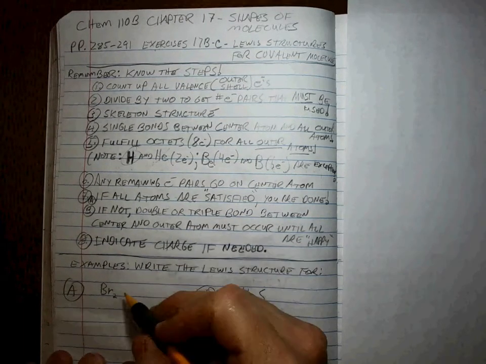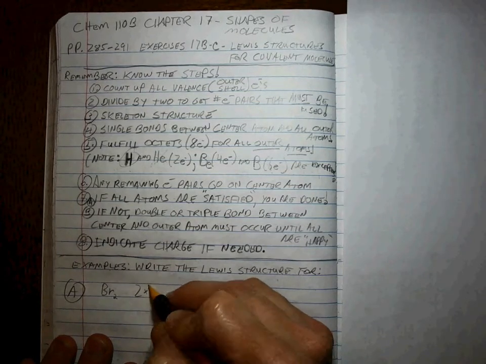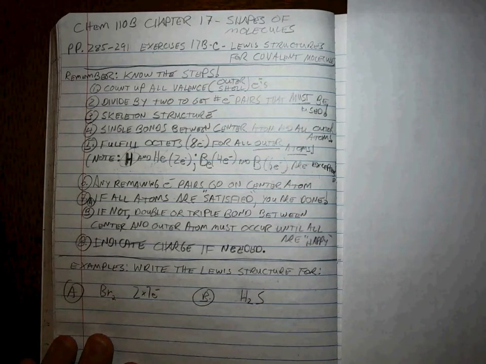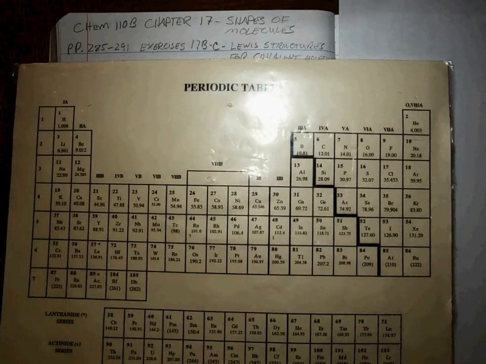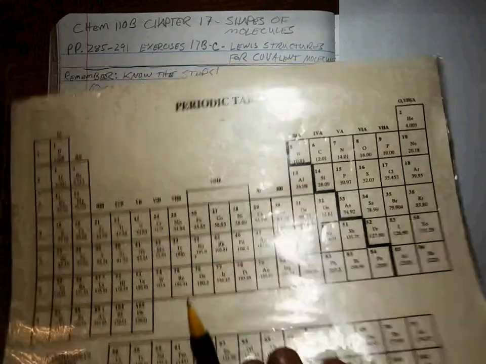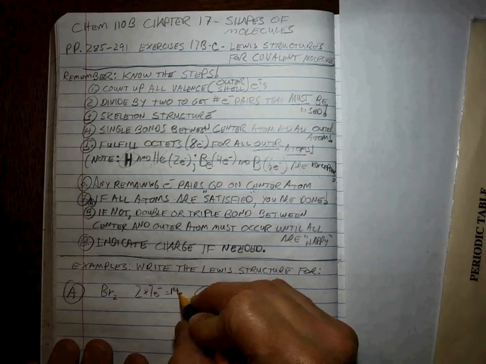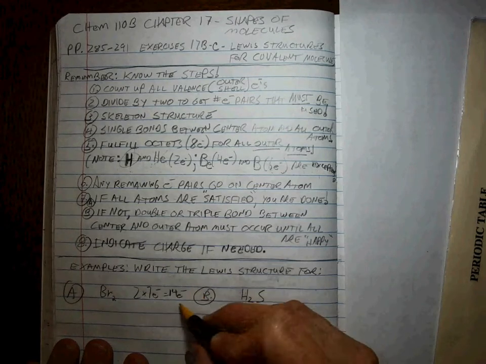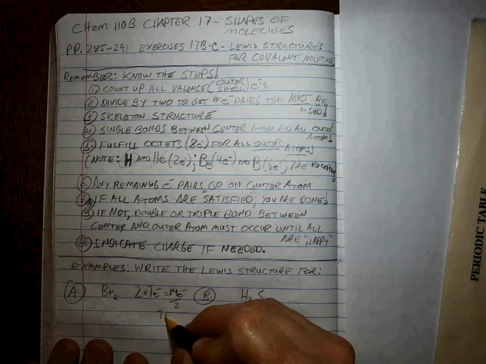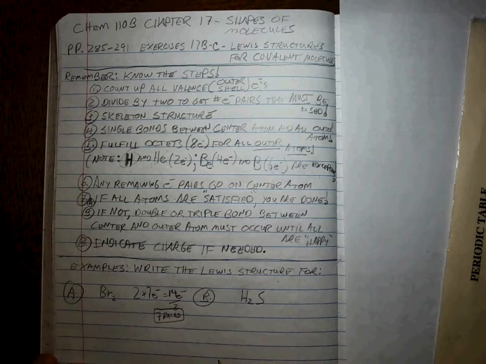All right, so let's do one. Br2. There are only 2 bromine atoms, each of which is in group 7A, because bromine is in group 7A. If you're not sure, let's take a look. There's bromine, 7A. So 7A means 7 electrons in the outer shell. So that's 14 valence electrons. Then we're going to divide by 2 to get 7 pairs. We have to use up every single pair and no more than 7.